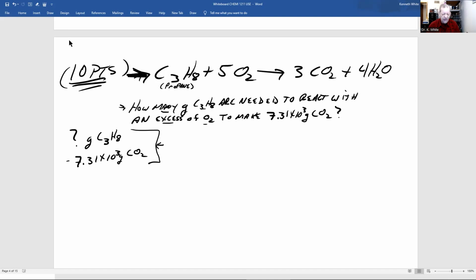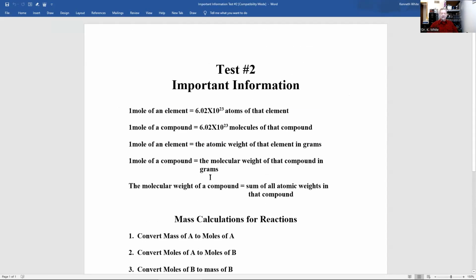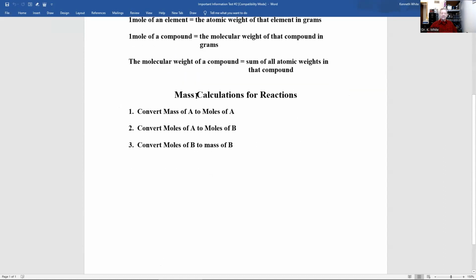Now, if you look at this, we're trying to go from grams to grams, and you can't do that in one step. You need 3 steps. And where do you find those? In the past, students in my class had to memorize this. Good news. All you have to do now is look at important information, test number 2, mass calculations for reactions. And here are your 3 steps, 1, 2, and 3.